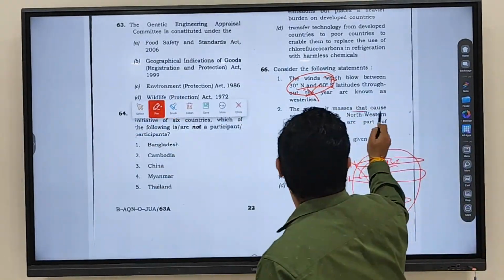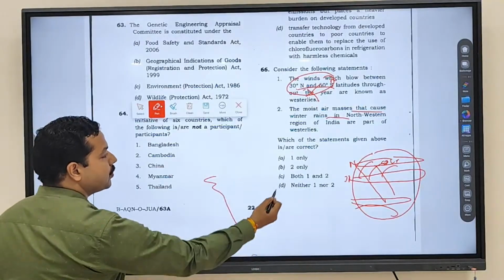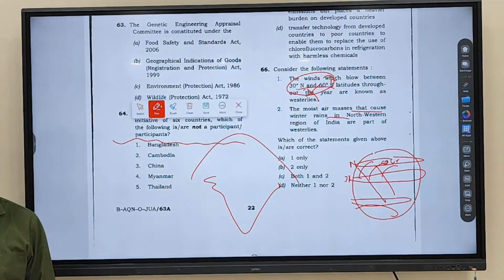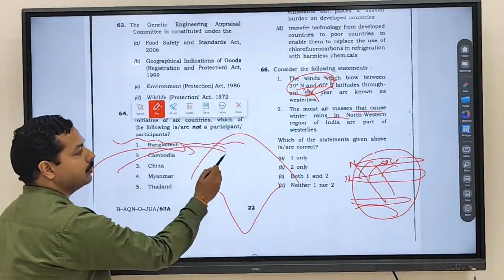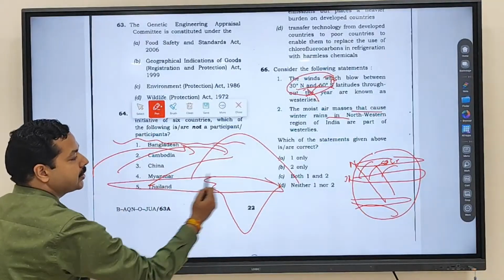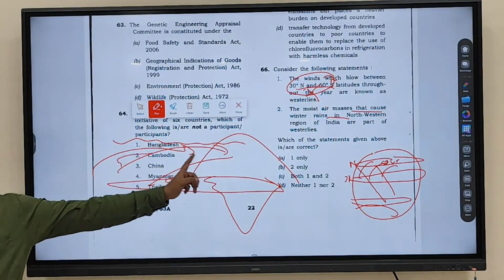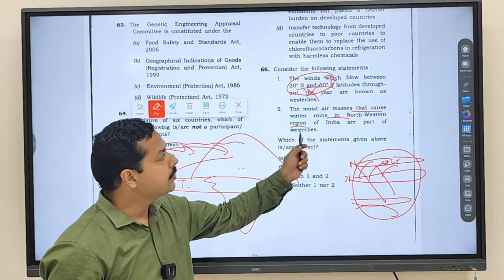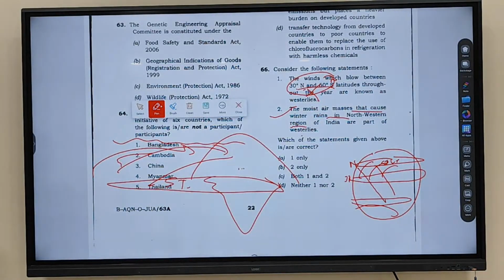Second, the moist air masses that cause winter rain. Remember western disturbances we talked about? We discussed winter rain, western disturbances that is coming. It is due to which wind? It is due to westerlies only, no? So we discussed the subtropical high pressure belt shift over here. So westerlies start blowing, they pick up the moisture and create rainfall. This is called the western disturbances. So yes, second is a correct statement. First is wrong, second is correct. So this is how the question has been asked in the examination.